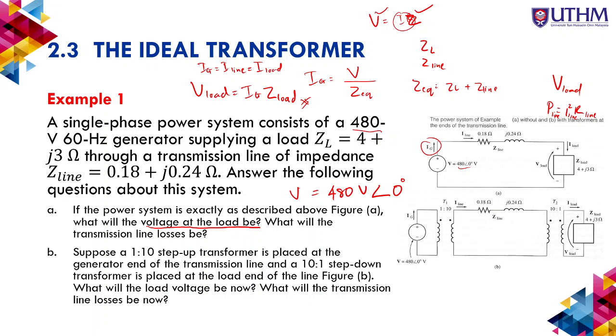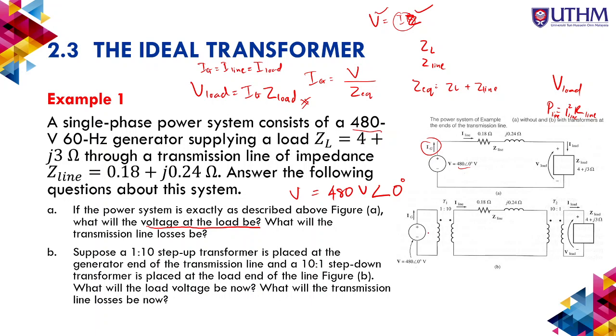Then the second one, there is a transformer. Suppose a 1 to 10 step up ratio transformer is placed at the generator end of the transmission line, and a 10 to 1 step down transformer is placed at the load. This side is like a power plant. We want to transmit, so we need to increase the voltage first.